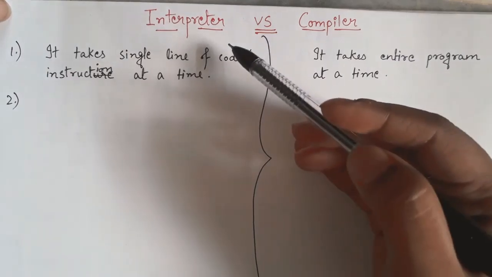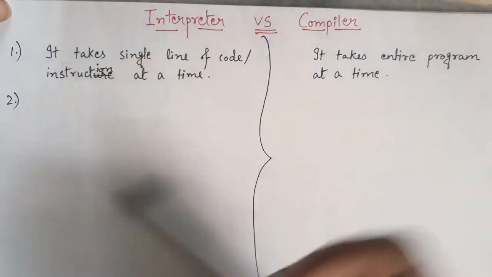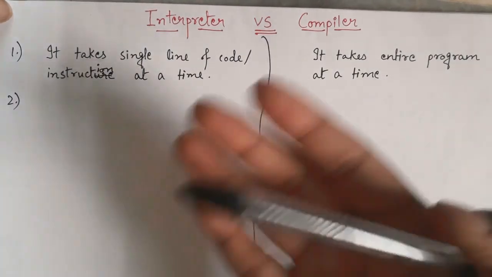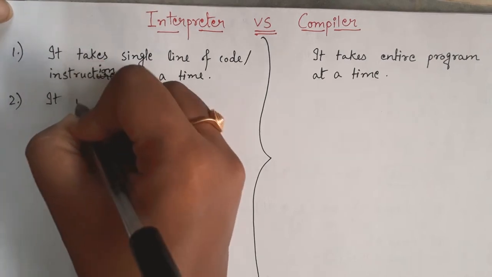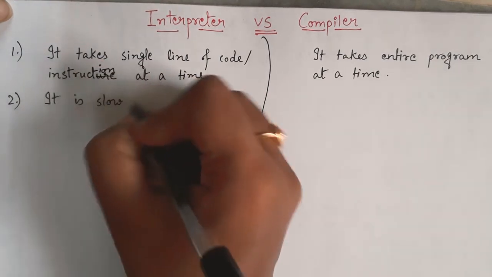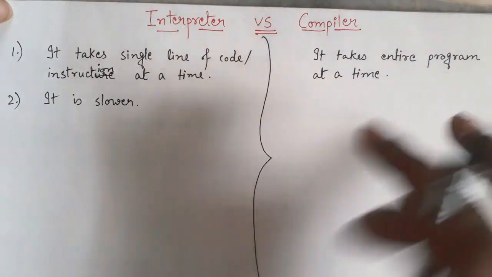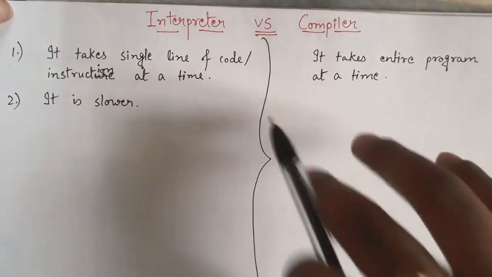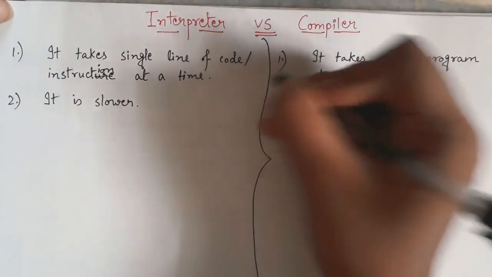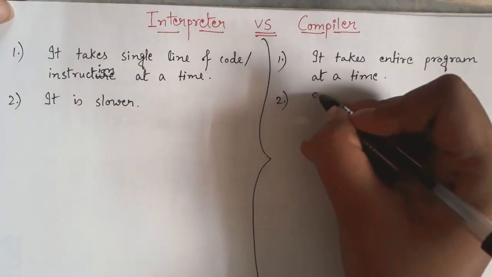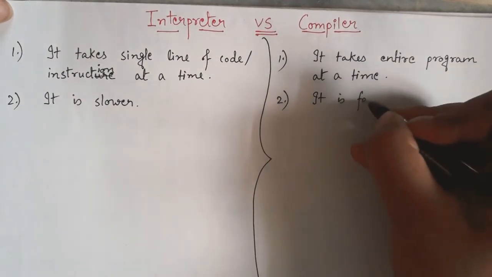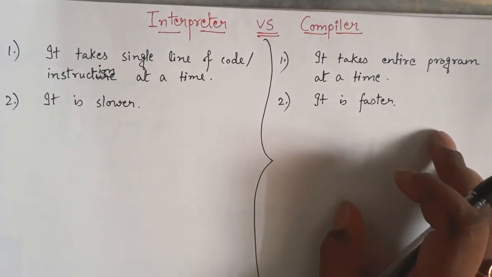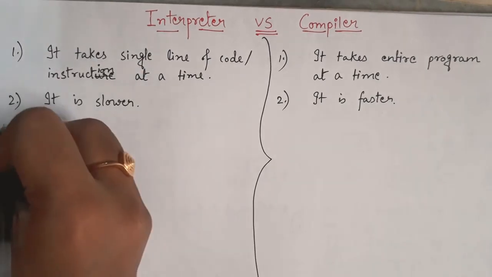Sorry, interpreter is comparatively slower, right? Because logically also, it takes a single line of code or instruction at a time, so obviously it is slower. There is nothing here that we have to learn by heart. And compiler takes the whole program. Obviously if you are taking something line by line, and in this case you are taking it all at once, then it is obvious that it is faster. It is faster as compared to interpreter, right? Interpreter is comparatively slower, whereas compiler is comparatively faster. So these are the points that are related.